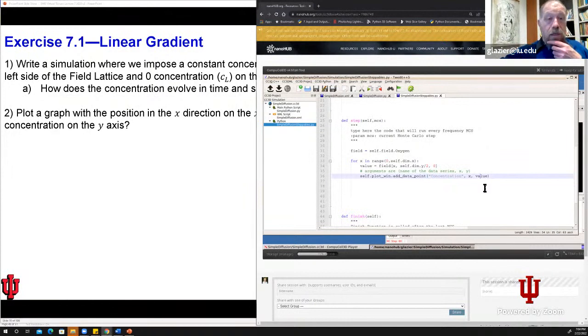Now, one thing that this will do is it'll keep overwriting. Each time it adds to the plot rather than updating it. So I probably don't want to do this every Monte Carlo step because it's going to plot too much. And so I would probably do something like, and I know it's not very elegant, if not MCS % 10, colon. That'll do things every 10 Monte Carlo steps.